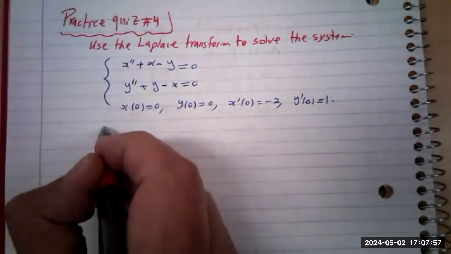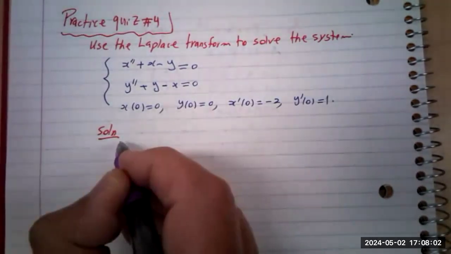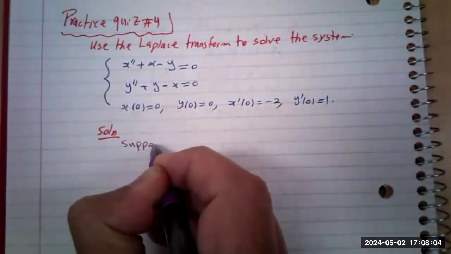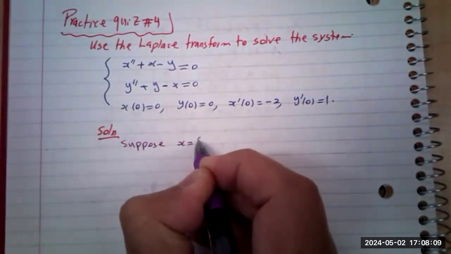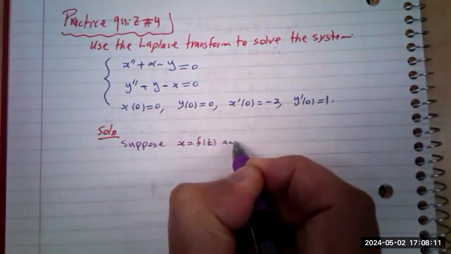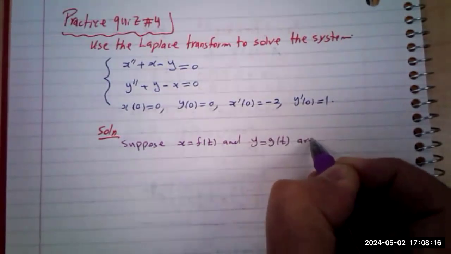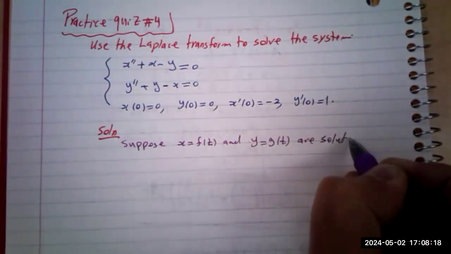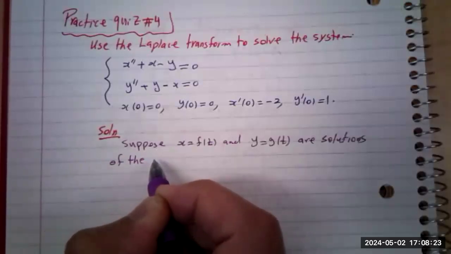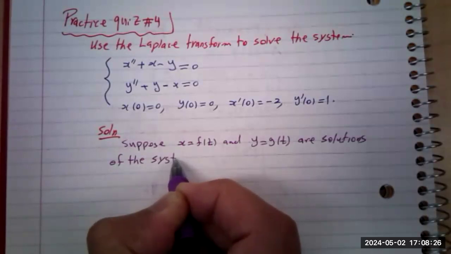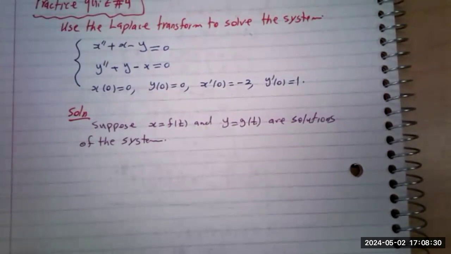This is the way I'm going to change it. I'm going to suppose x equal to f of t and y equal to g of t are solutions of the system with those initial conditions. Now take the Laplace transform of both equations as usual.